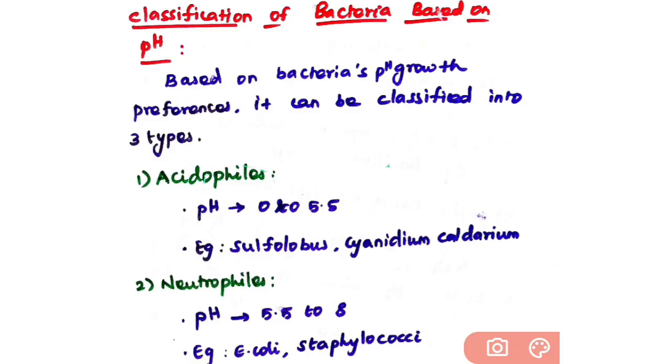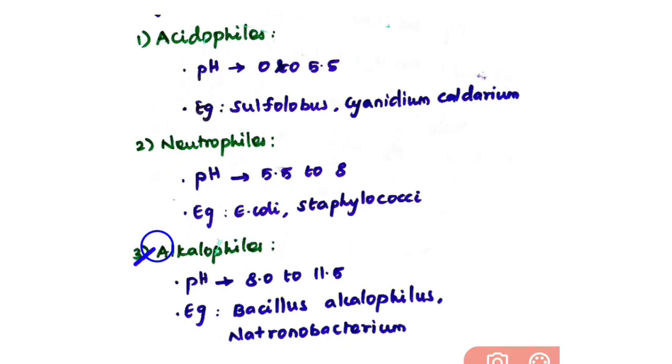Next, let's see classification of bacteria based on pH. Based on bacteria's pH growth preferences, it can be classified into 3 types: acidophiles, neutrophiles and alkalophiles. As we know, pH 7 is known as neutral pH and below 7 is known as acidic pH, that is 0 to 6.9, and above 7 till 14 is known as alkaline pH or basic pH.